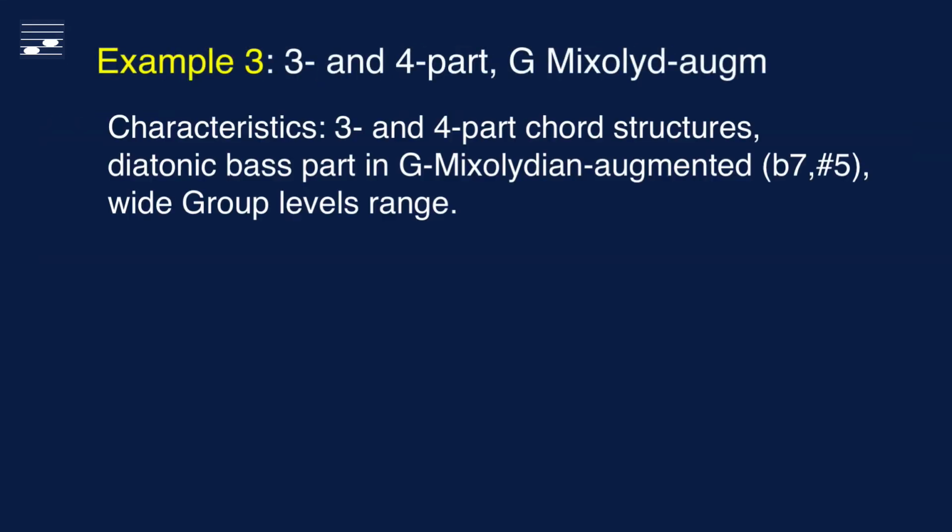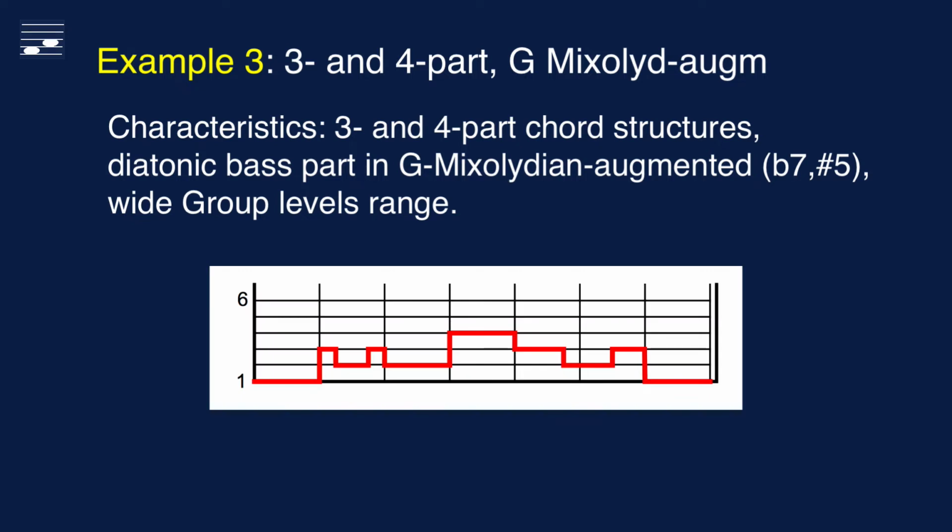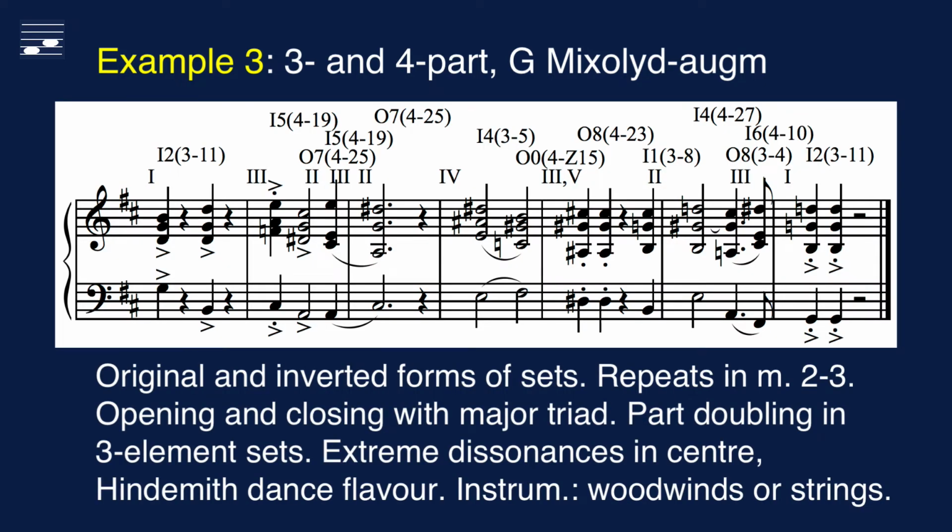In this example, we apply 3 and 4 element sets and a G-Lydian-Augmented diatonic scale used consistently in the bass part. There is a wide tension level range from group level 1 to 5. Chord structures are used in original and inverted form. The example shows the repeat of structures in measures 2 and 3.